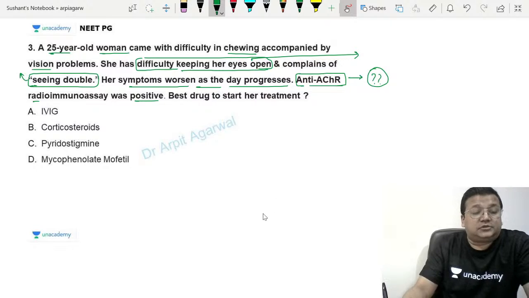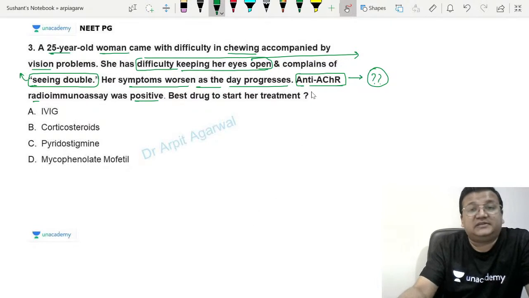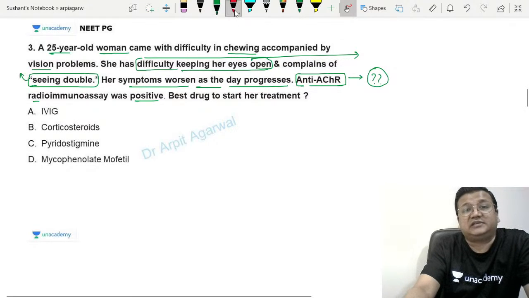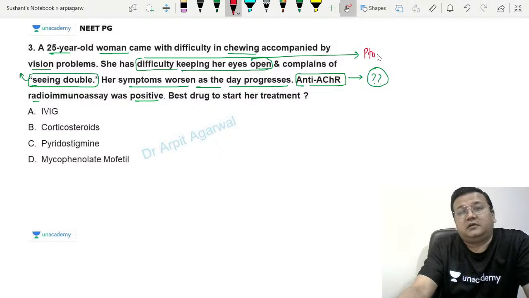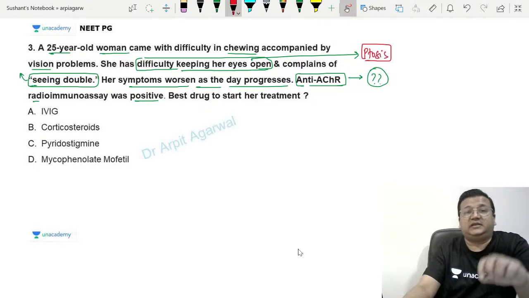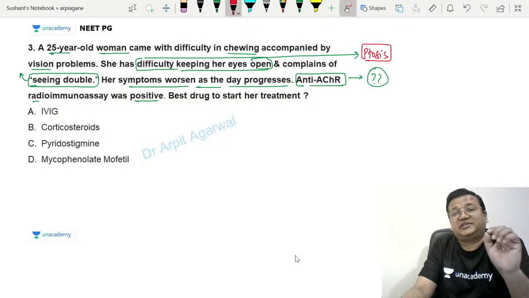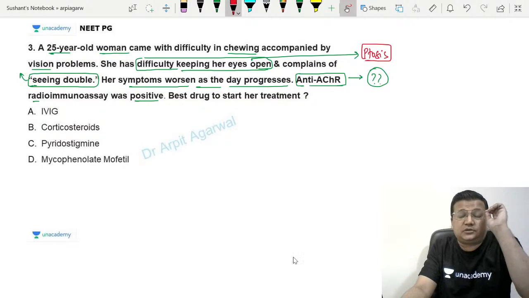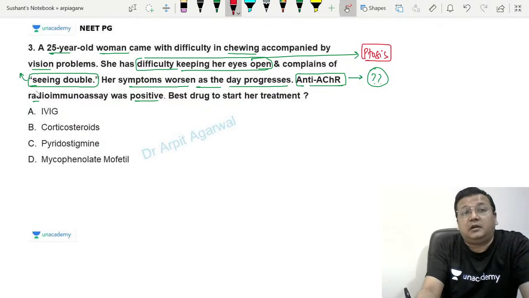Okay. So, exactly, you have identified. Simran says ptosis. So you see this symptom, difficulty keeping her eyes open: ptosis, drooping of the upper eyelid. The examiner has given you the symptom in the words of the patient. The patient does not say I'm having ptosis. He says I cannot keep my eyes open. Seeing double, diplopia.